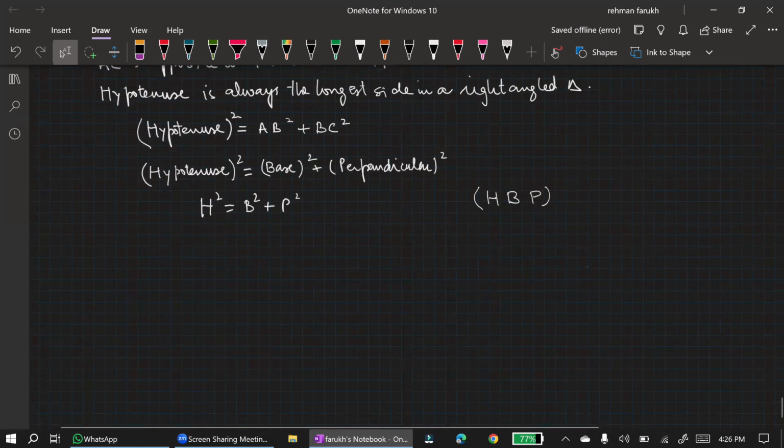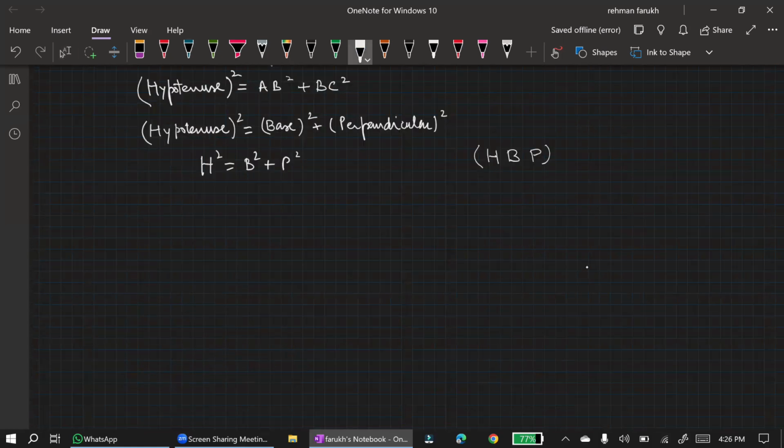Now, there is an example. There are three sides of a triangle. The lengths are 3, 4, and 5. Is this one a right angle triangle? We will put these three sides into the high blood pressure: H square is equal to b square plus p square. If right hand side is equal to left hand side, then we will say that 3, 4, 5 is a right angle triangle.